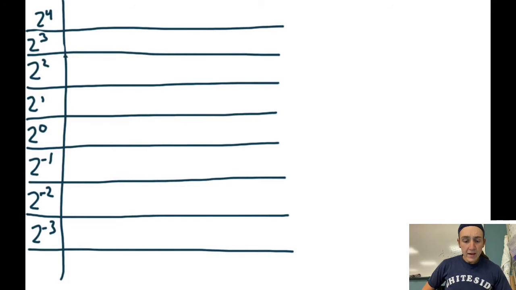So what we're going to do is each one of these I'm going to expand out, and then I'm going to look at how it's written, and we're going to look for a pattern here. So this is how we're going to develop what does it mean to have an exponent of 0, and what does it mean to have an exponent that's negative, okay?